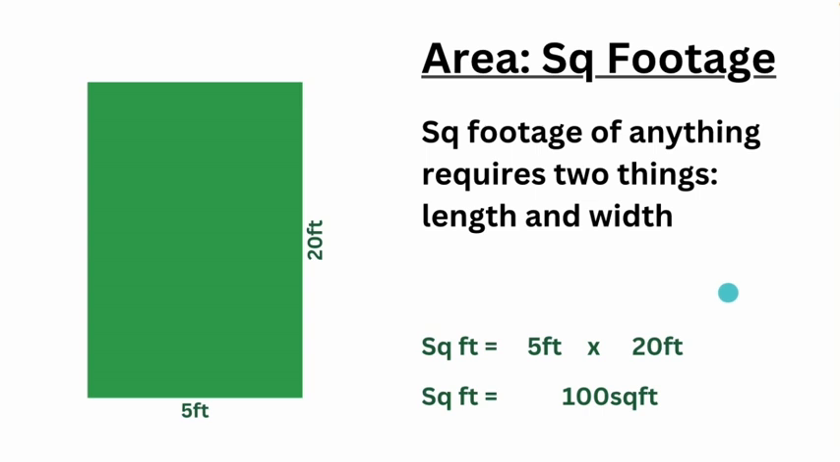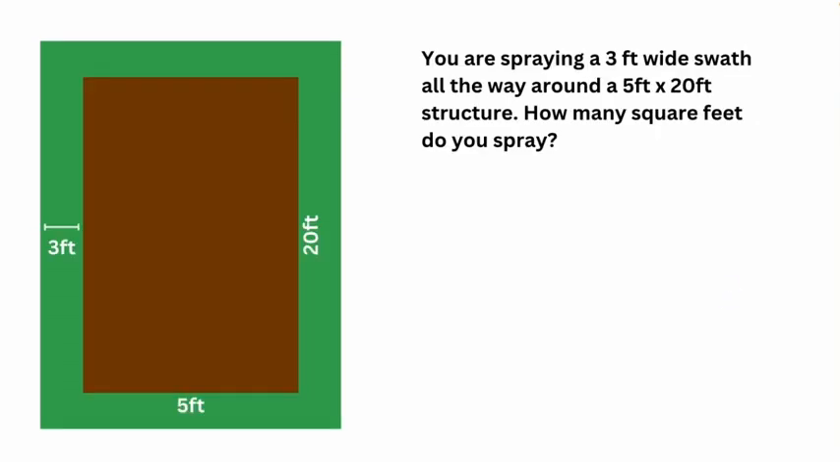But the problems that you'll see on the exam are a little bit more complex, so they'll look something like this. They'll say you're spraying a 3-foot wide swath, so that's this green area here, all the way around a 5-foot by 20-foot structure. How many square feet do you spray? It's going to be the same process where we do a length times a width, but we need to know multiple things now.